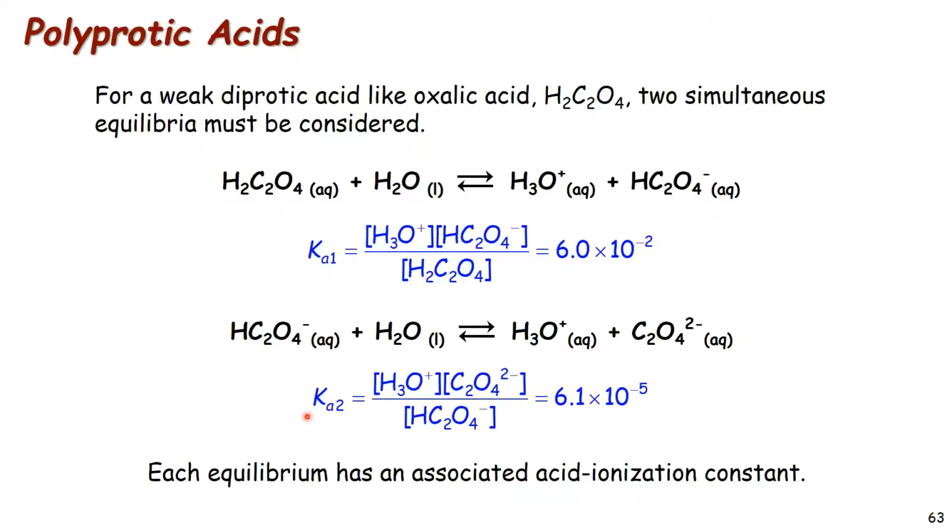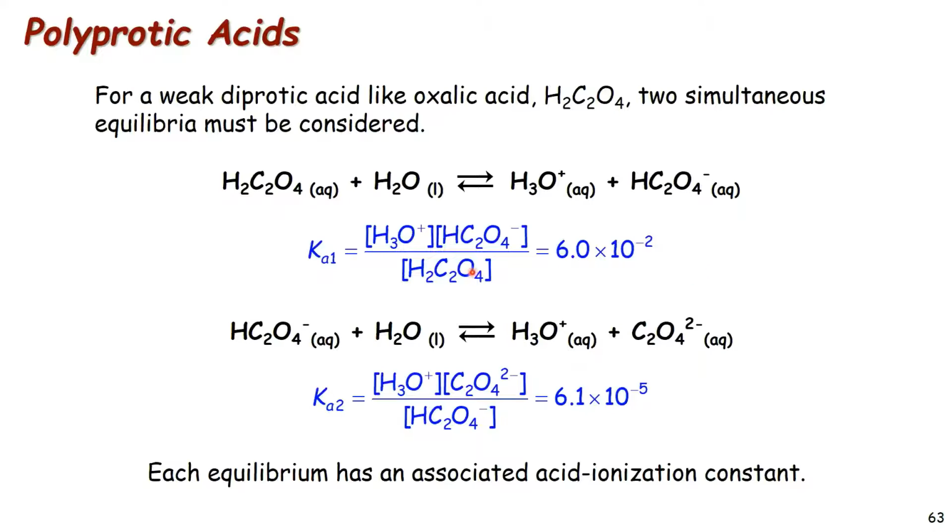And we're going to call it Ka2 for the second ionization. And we see that its value is 6.1 times 10 to the negative 5. So it is 3 orders of magnitude, 10 to the third. It's 1,000 times weaker than the first acidic proton. Okay, so this is going to be another thing too.